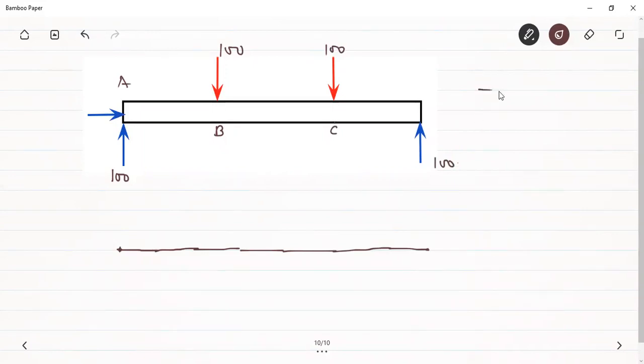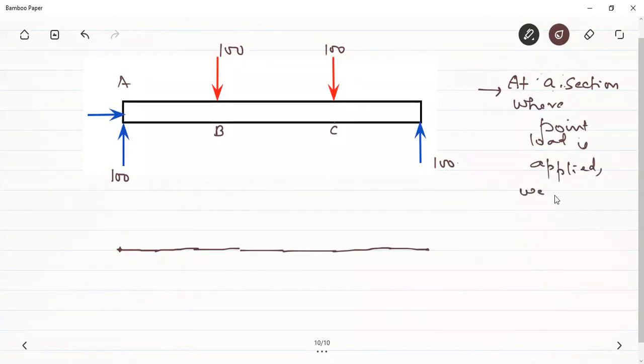So one thing you can note actually is, at a section where point load is applied, we can't define the magnitude of the shear force.